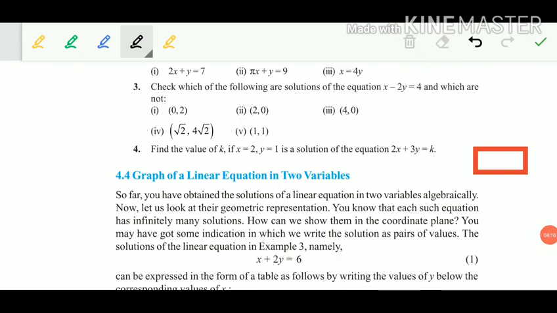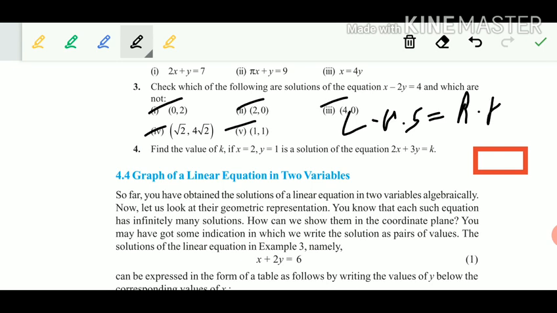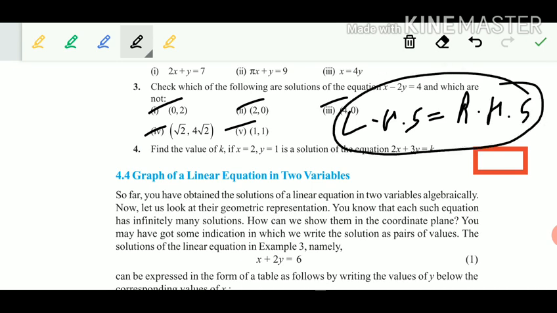So put the values for all these parts and check whether the left hand side is equal to the right hand side or not. If both are equal then it is a solution of this equation, otherwise it is not a solution of this equation.